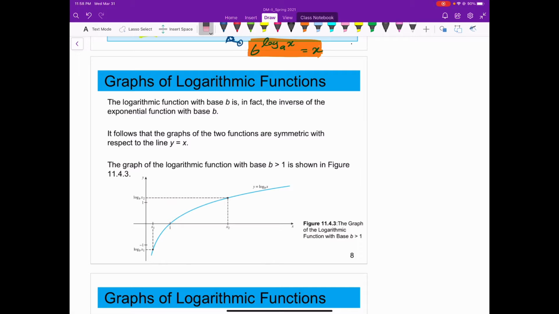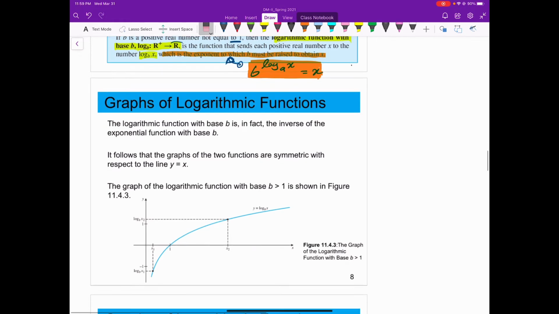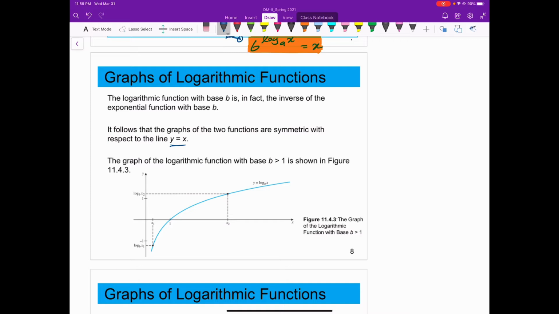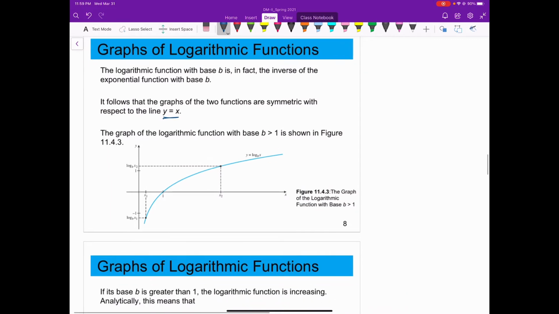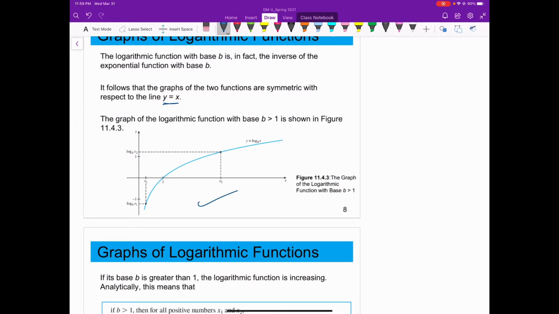The logarithmic function with base b is in fact the inverse of the exponential function with base b. The same thing here can be given as an exponential function. The logarithm can also be given as an exponential function because they are inversely related. It follows that the graphs of the two functions are symmetric with respect to the line y equals x. The graph of the logarithmic function with b greater than 1 is shown in figure 11.4.3. So this is the corresponding logarithmic function.